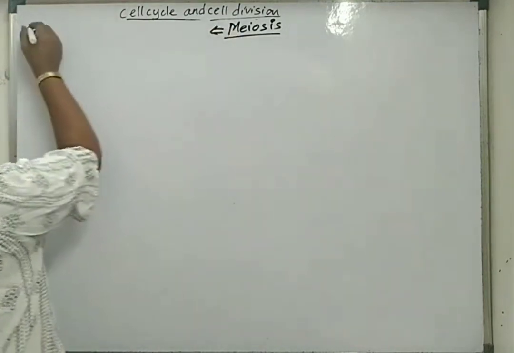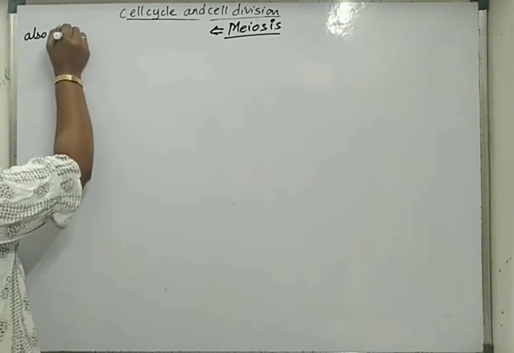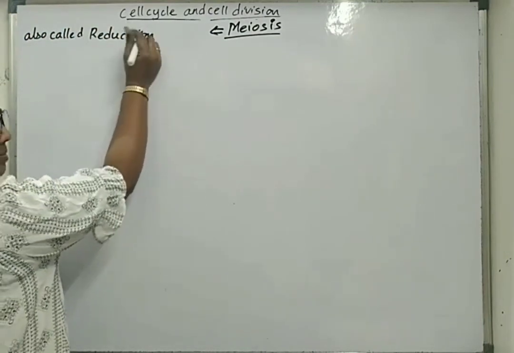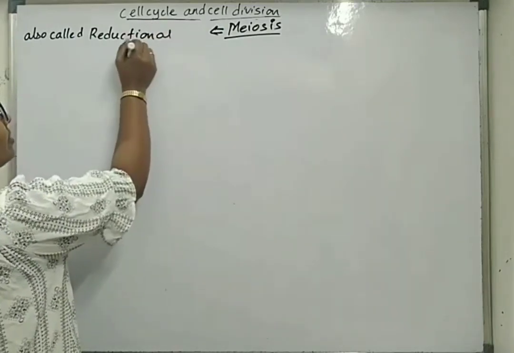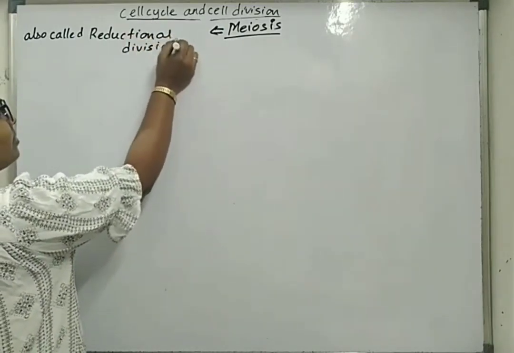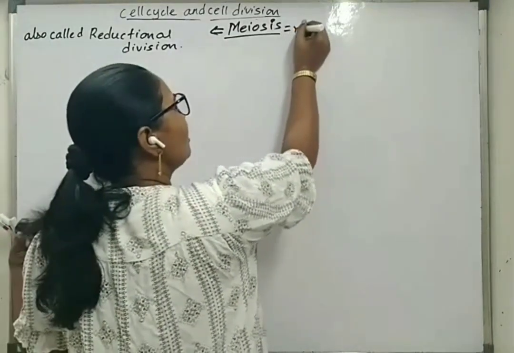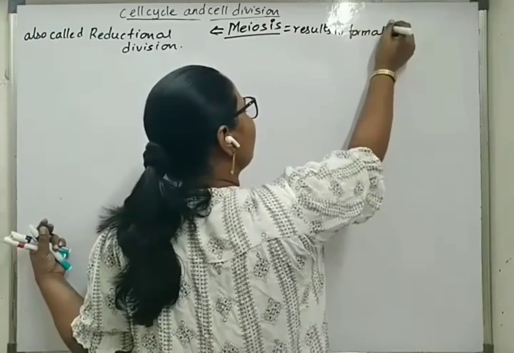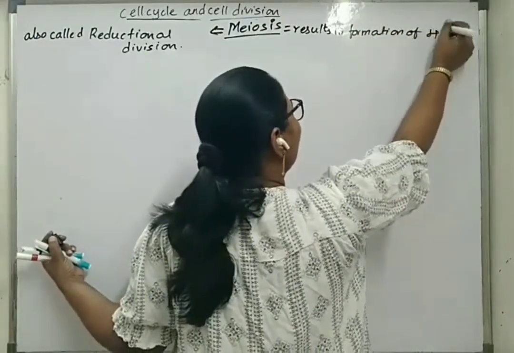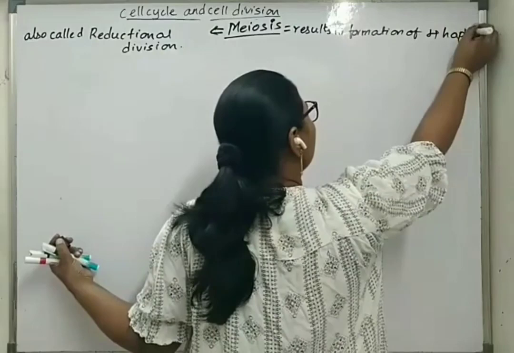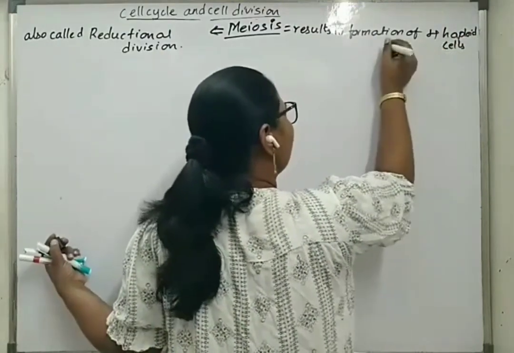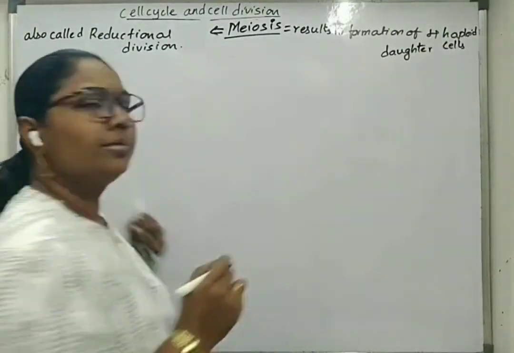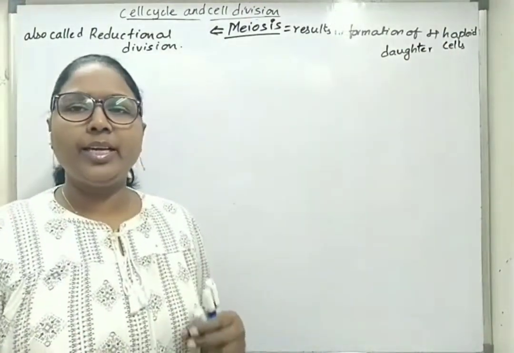So meiosis is also called reduction division. Meiosis results in formation of 4 haploid cells, right? Haploid daughter cells. Now, what is the difference between diploid and haploid?